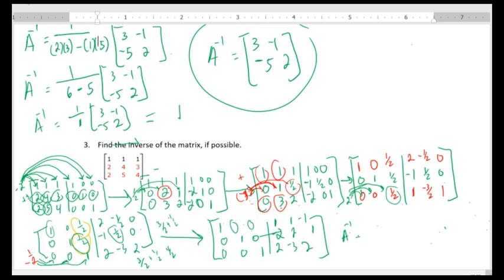So my inverse is 1, 1, negative 1, negative 2, 2, 1, and 2, negative 3, and 2.